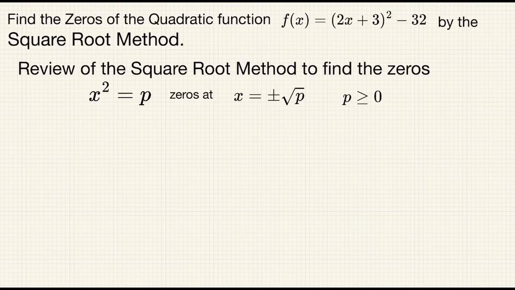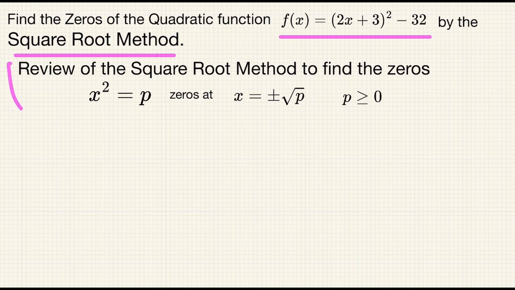Welcome to my video on finding the zeros of the quadratic function f(x) = (2x + 3)² − 32, and we want to use the square root method. Before we dive into the solution, let's do a review of the square root method for finding the zeros.